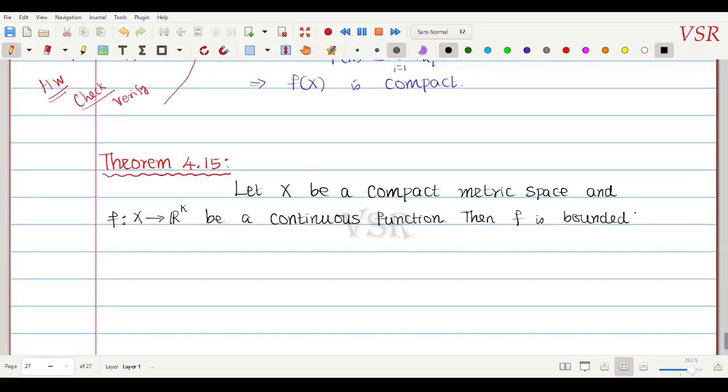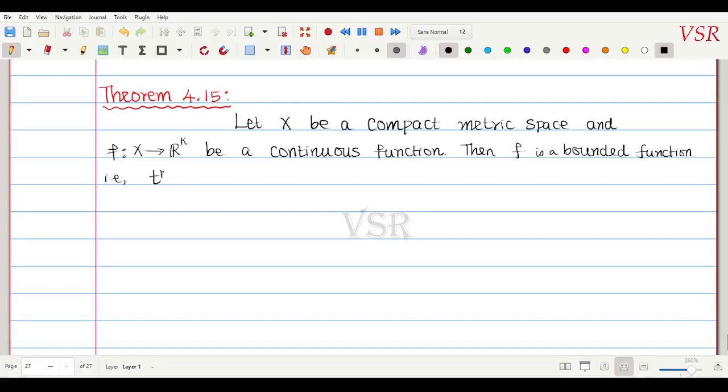Domain compact, f continuous, then f is a bounded function. That is, there is an M positive, M greater than or equal to 0, such that modulus of f of x is less than or equal to capital M for all x belongs to capital X.